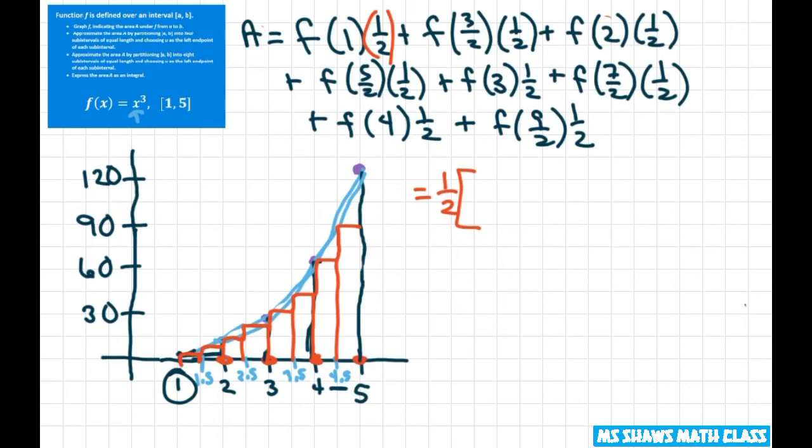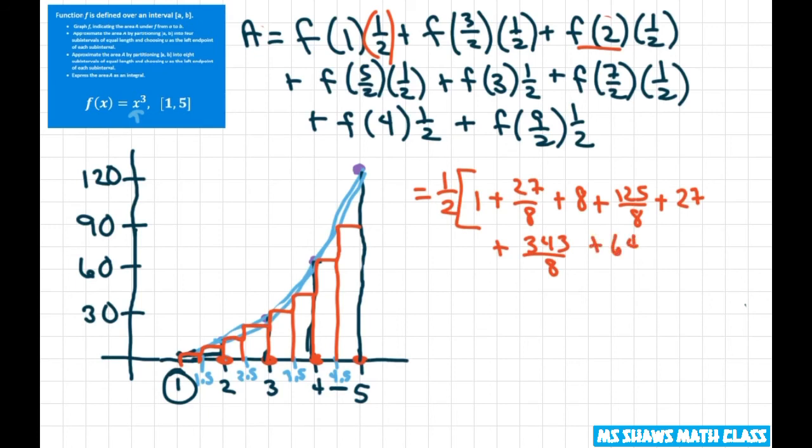So you're going to get 1 plus 27/8 plus 8, for the 2, plus 125 divided by 8 plus 27 plus 343 divided by 8 plus 64 plus 729 divided by 8.